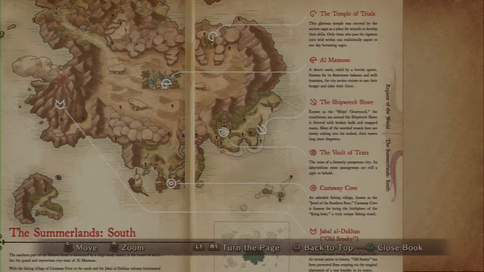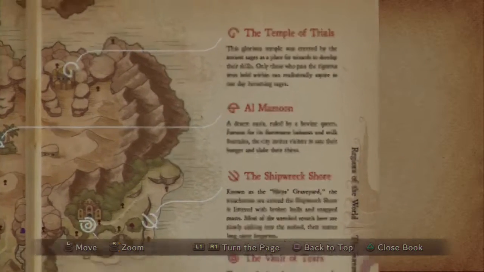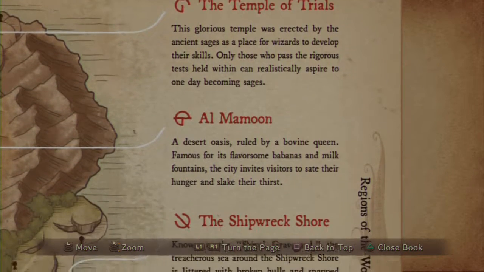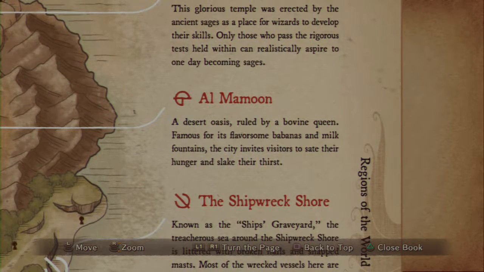And we're going to go over the various points in here. I want to do them in order. I think the Temple of Trials is number 1, but I need my Nausicaan numbers, because those are the things I'm not too keen on. Ah, yes, that is one. Alright, then they are listed in order, it seems, which makes my life a lot easier. We start with the Temple of Trials. This glorious temple was erected by the ancient sages as a place for wizards to develop their skills. Only those who pass the rigorous tests held within can realistically aspire to one day become sages.